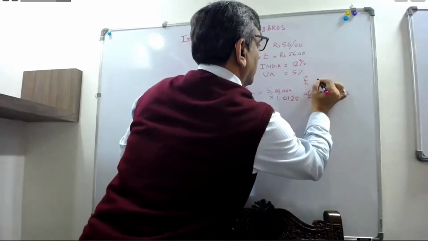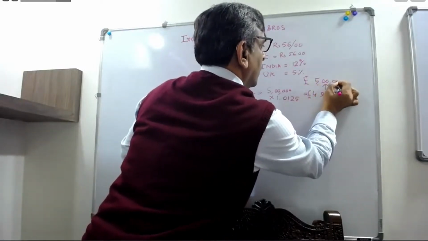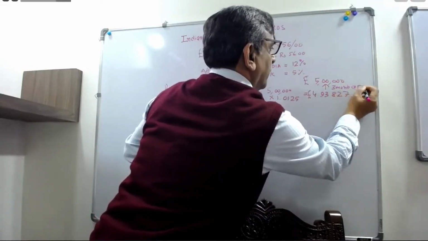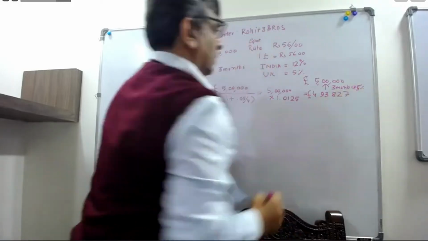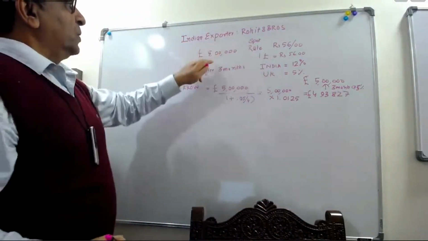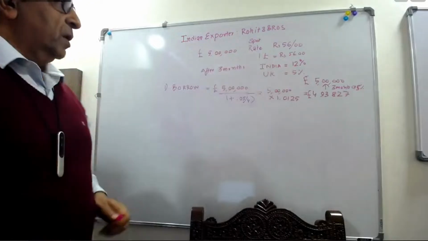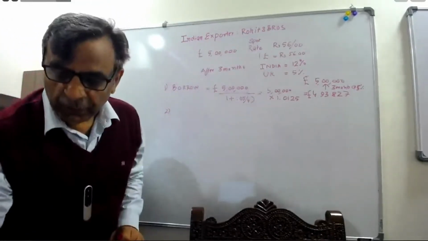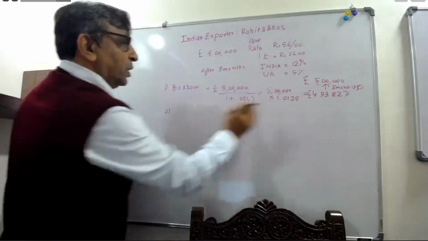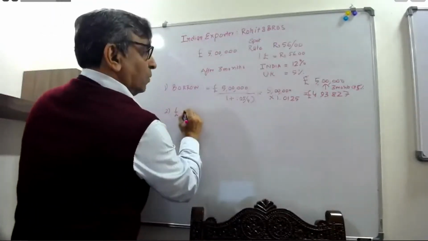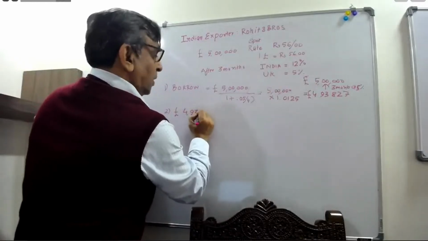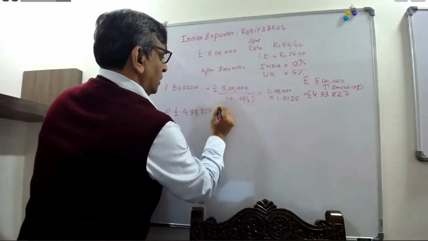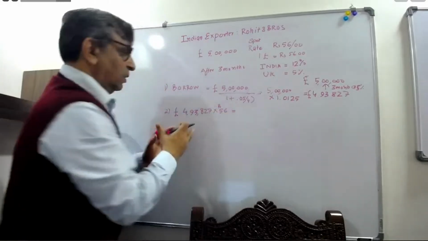This will go to 5 lakh pounds after 3 months at the rate of 5%. Now he is going to get 5 lakh pounds from his customer. So the loan can be paid from here. Since he has borrowed, the second step is he is going to convert this amount, 4,93,827, at 56 rupees.